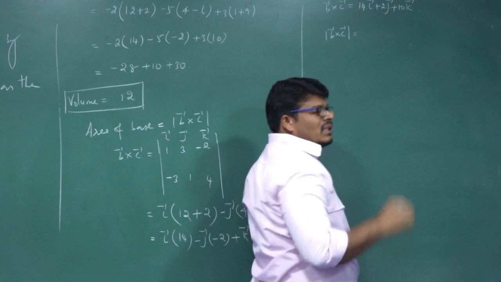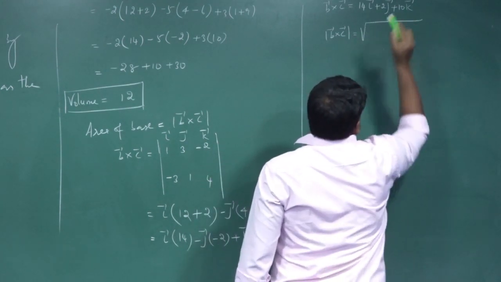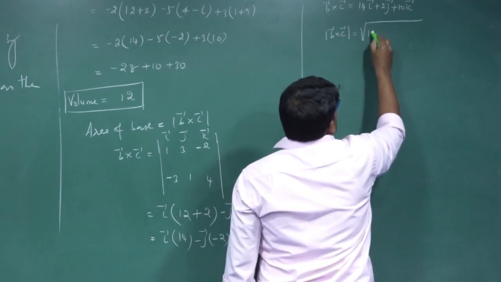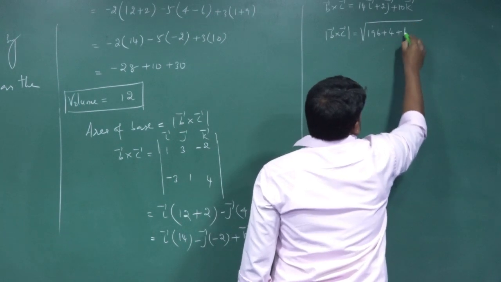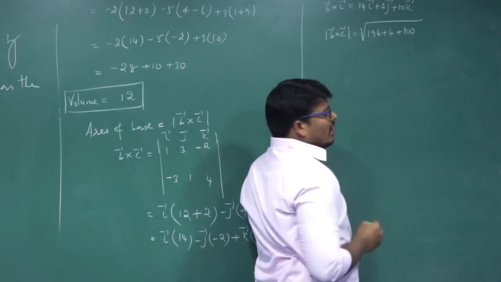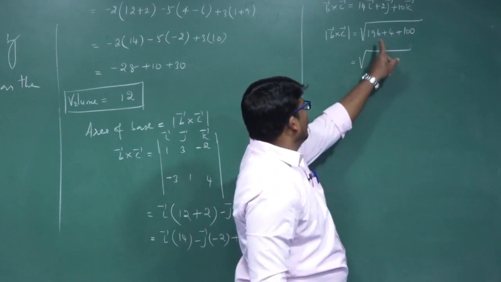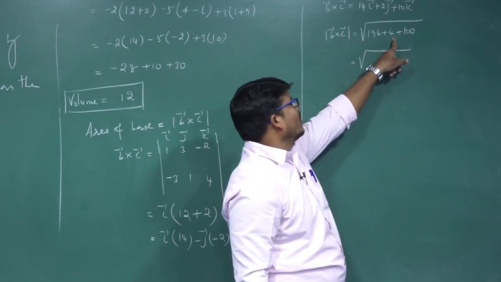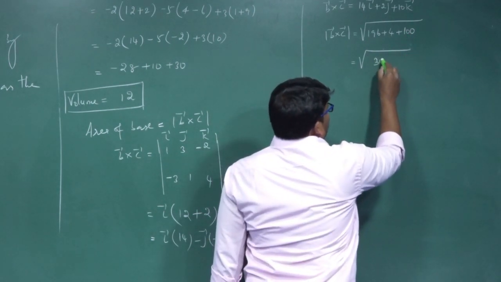Modulus means square root of the squares of the values. This is square root of 14 square. 14 square is 196, plus 2 square is 4, plus 10 square is 100. Equal to root of 196 plus 4, 200. 200 plus 100, 300. The square root of 300.